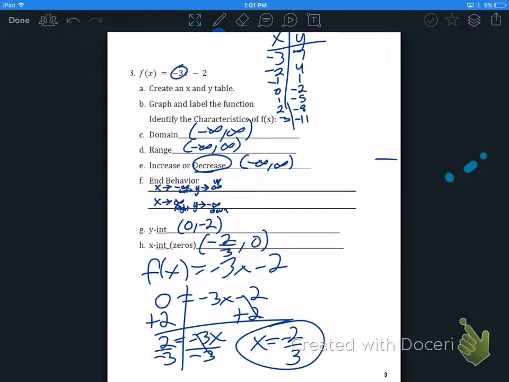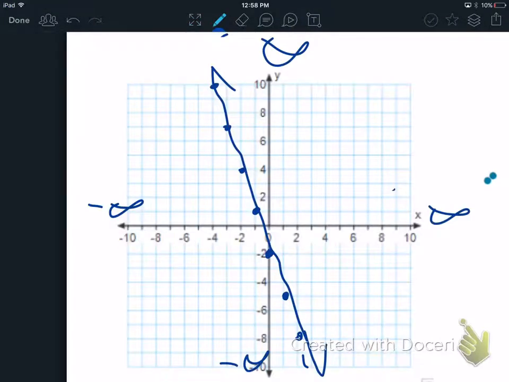Alright, the last one is a linear function. I do mode 7. I type in -3 alpha x, alpha close parentheses to get my x minus 2. My start point -3, my end point 3. I get my table. I make my graph here. I label my x-axis, my y-axis, positive and negative infinity for my x and positive and negative infinity for my y.